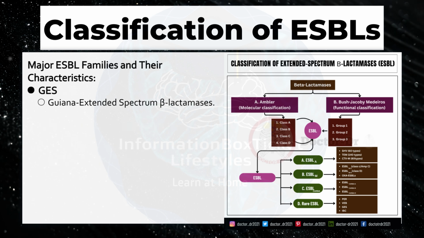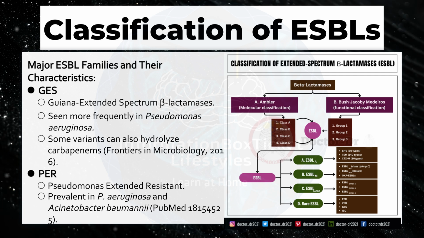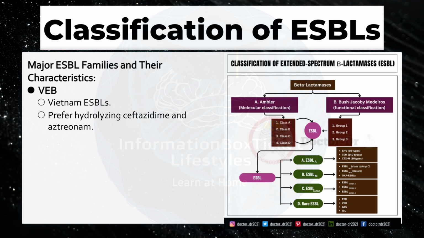GES, Guiana extended spectrum beta-lactamases, seen more frequently in Pseudomonas aeruginosa. Some variants can also hydrolyze carbapenems. PER, Pseudomonas extended resistant, prevalent in Pseudomonas aeruginosa and Acinetobacter baumannii. VEB, Vietnam ESBLs, prefer hydrolyzing ceftazidime and aztreonam.